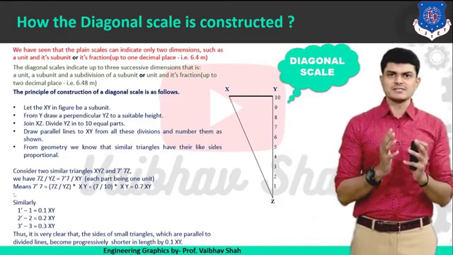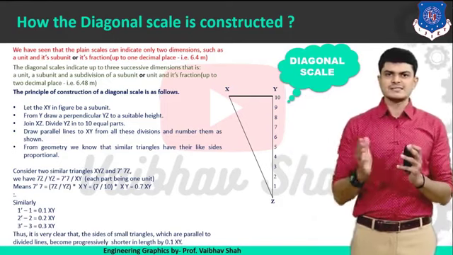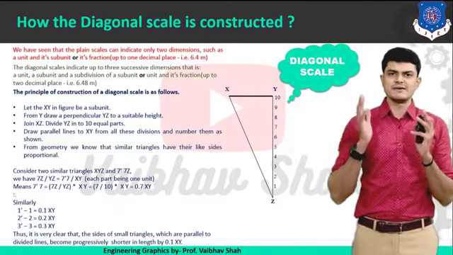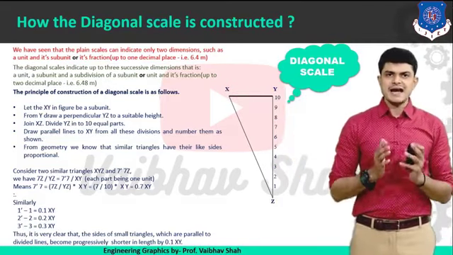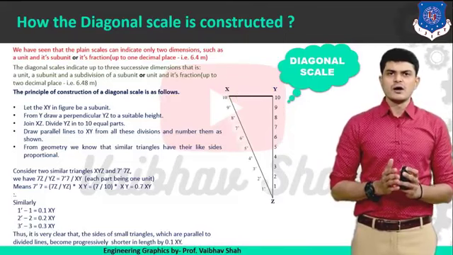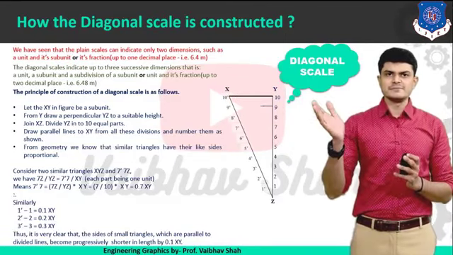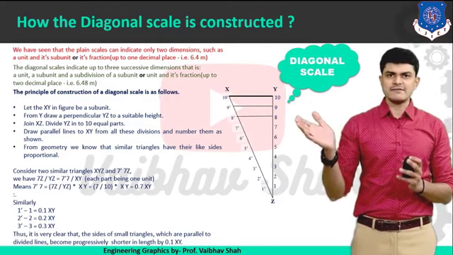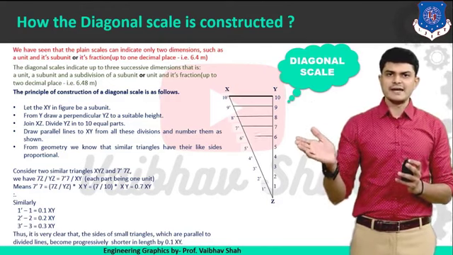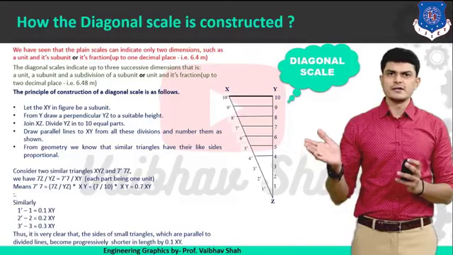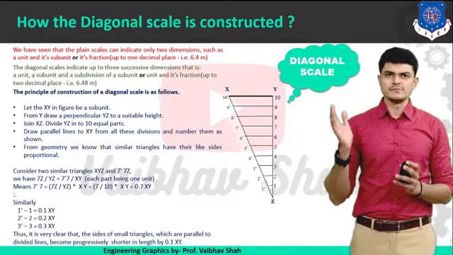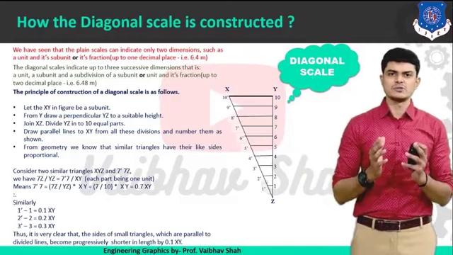After giving the dimensions to this, you have to connect this z with your x. You will have this hypotenuse. After that, you need to draw lines parallel to this xy line from your points 9, 8, 7, 6, 5, 4, 3, 2 and 1. So we have drawn lines parallel to this.